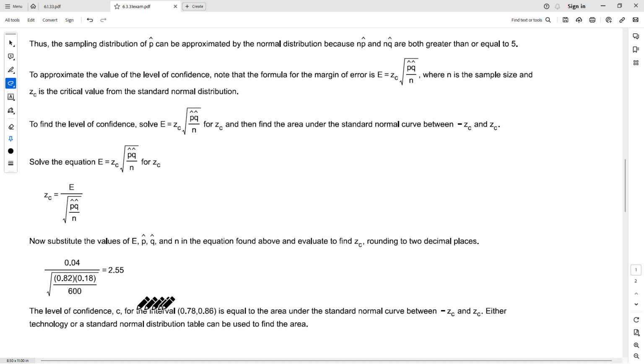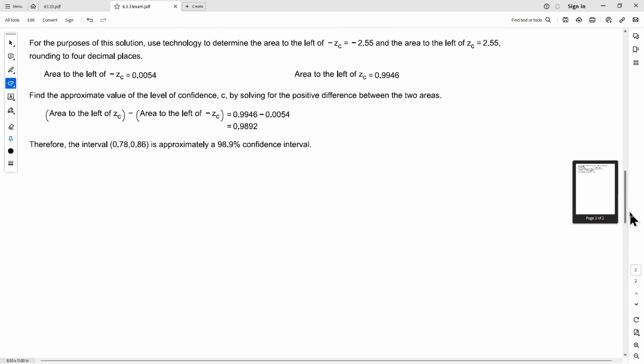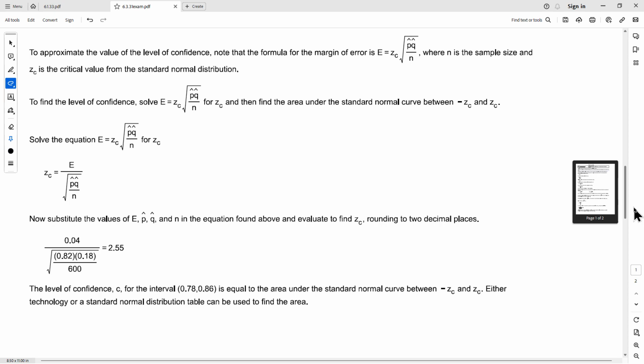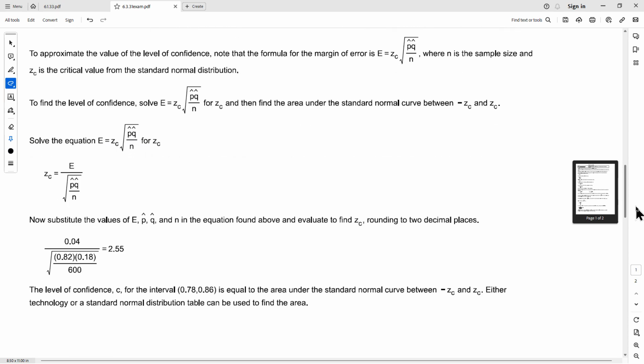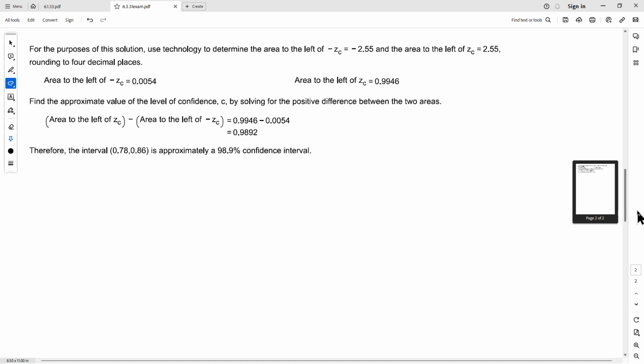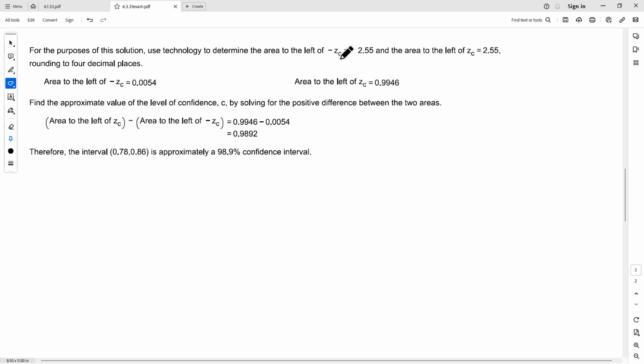So the level of confidence C for the interval 0.78 to 0.86 is equal to the area under the curve between negative z sub c and z sub c. Use technology or a distribution table to find the area. So we have our negative and our positive.